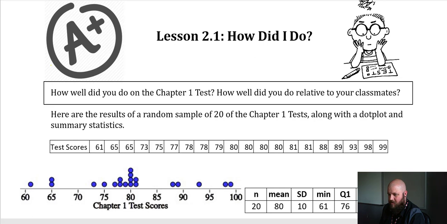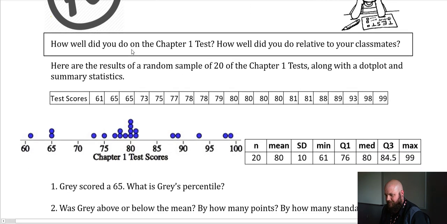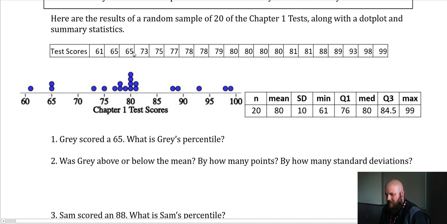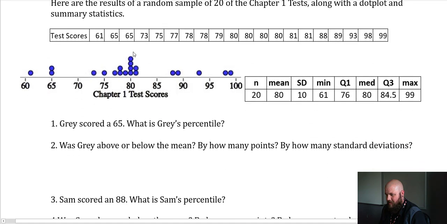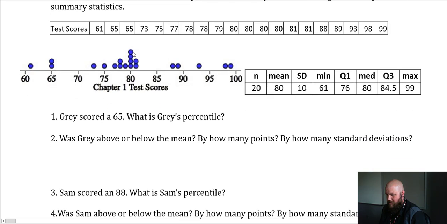So now let's look at this. We got some test results here for chapter 1. We got 20 of them here. And we got a dot plot with all the data and an actual summary statistics. So let's look at this. Gray scored a 65. What is Gray's percentile?